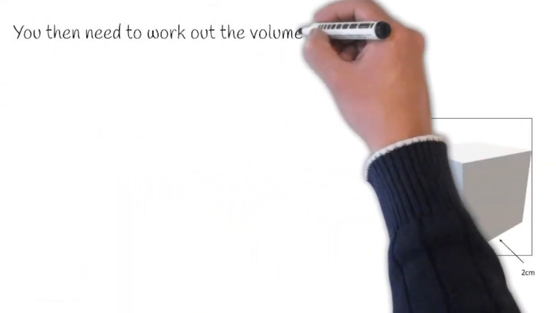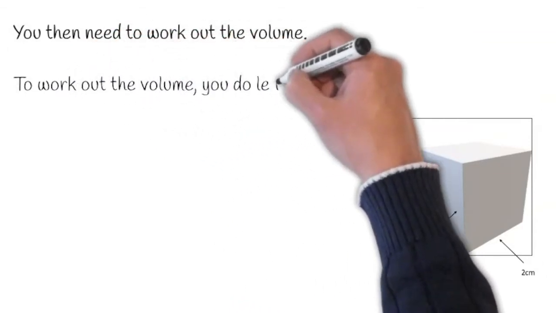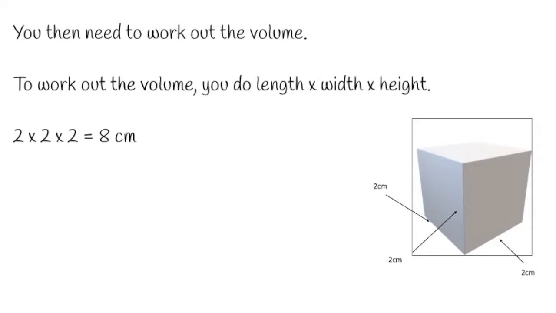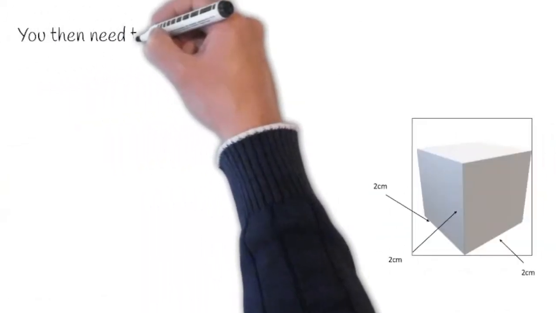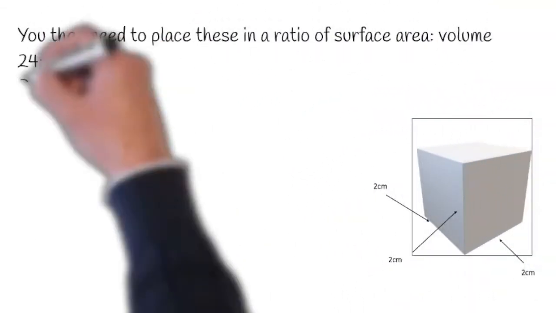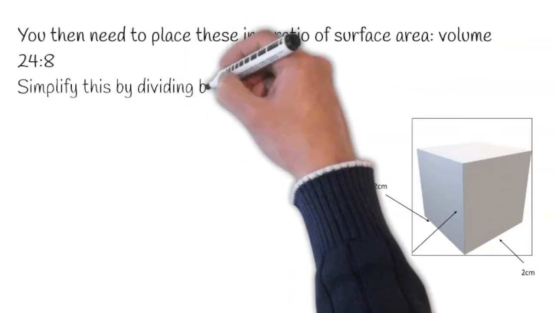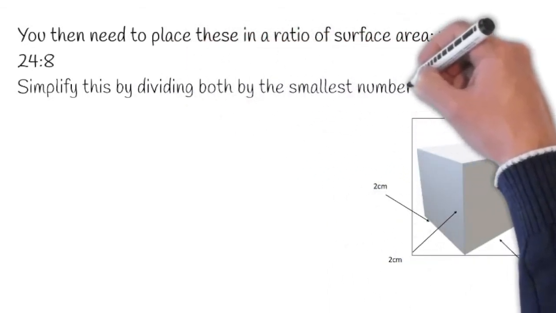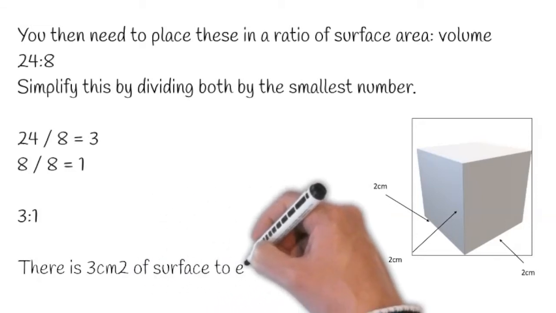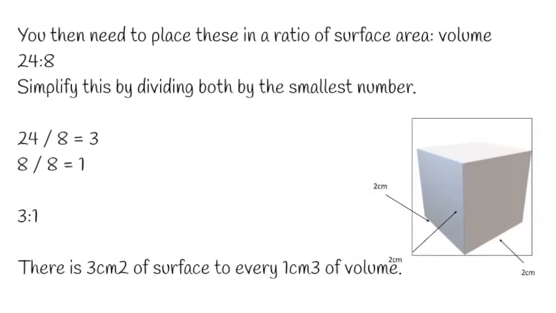You then need to work out the volume. To work out the volume, you do length times width times height. 2 times 2 times 2 equals 8. You are then going to put these into the surface area to volume ratio. Surface area going first, so 24, then volume next, so 8. You then need to simplify this by dividing by the smallest number, so you get 3 to 1. There is 3 centimeters squared of surface to every 1 centimeters cubed of volume.